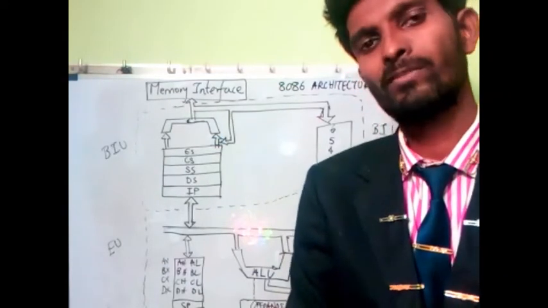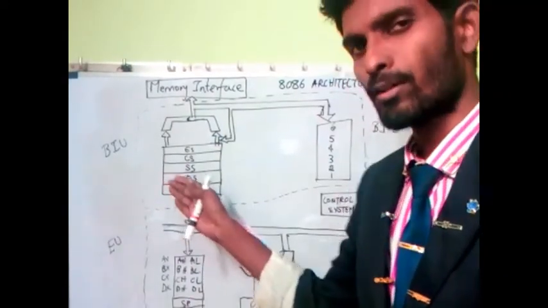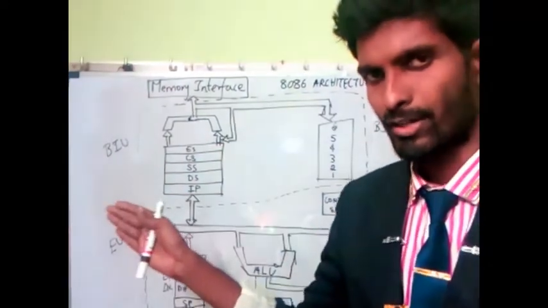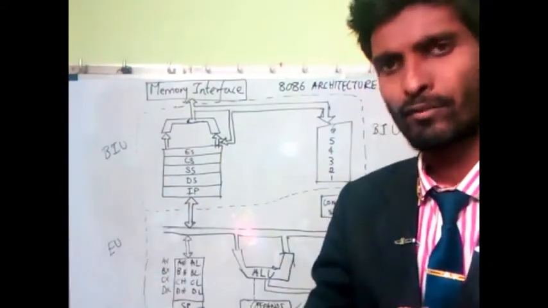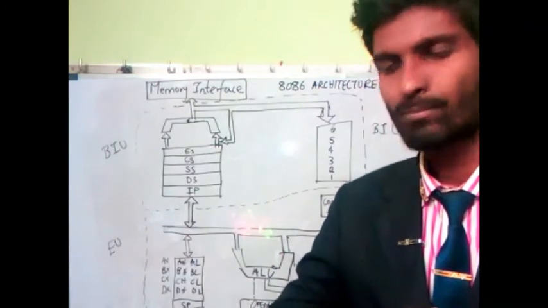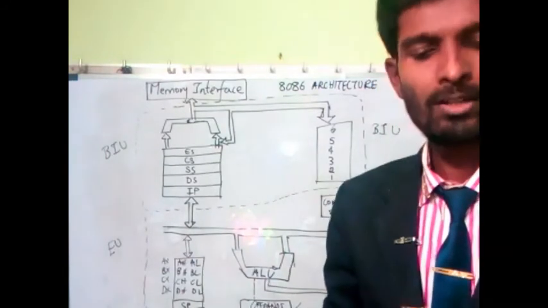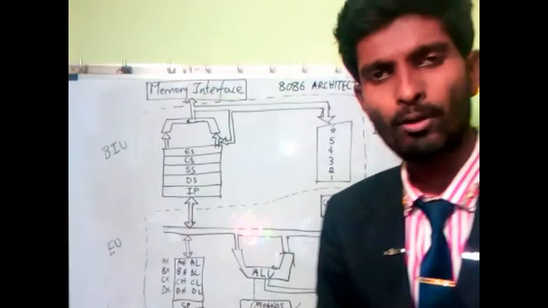Is it right? Yes. So the first case I'm doing is the bus interface unit. How is the bus getting interfaced? Interface means a connection between two things, from one place to another place. Before that, I have to tell you how the bus looks.